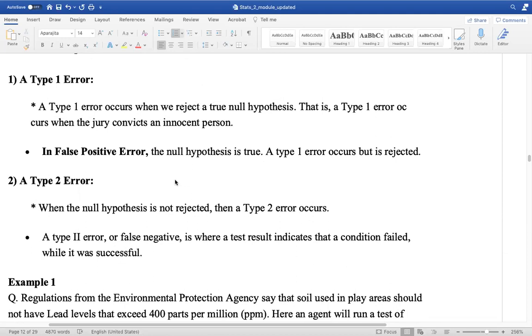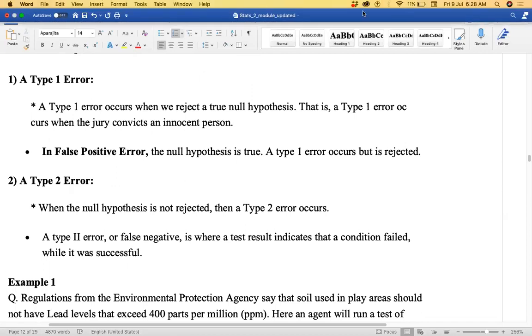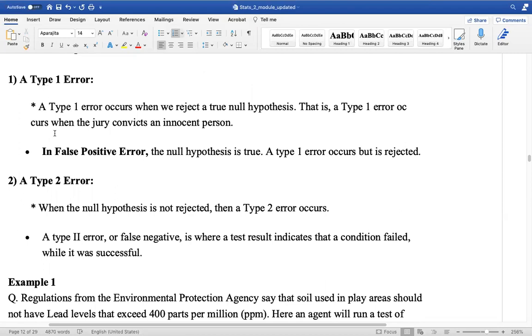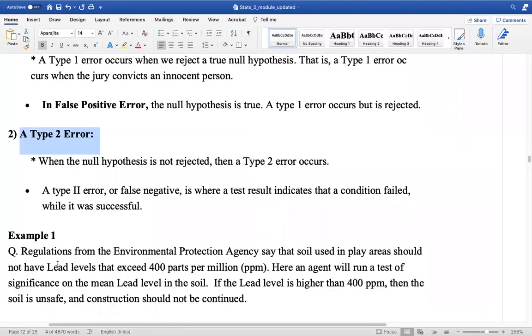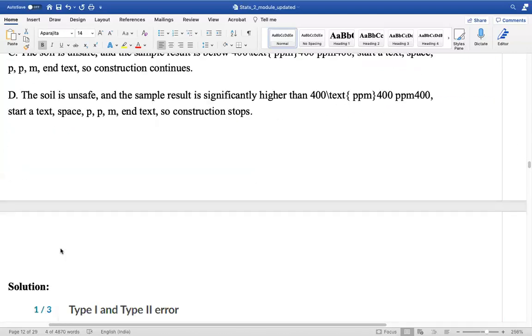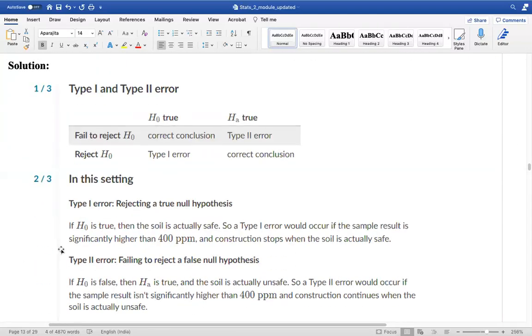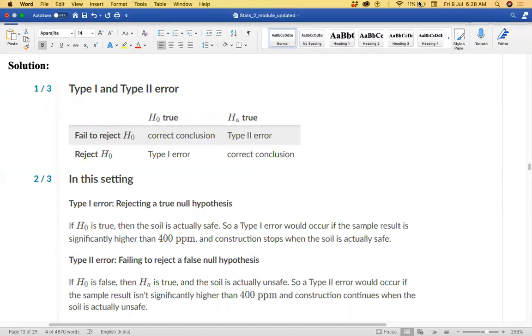It depends upon the values. If you're not giving the proper values, we get these errors. If the null hypothesis needs to be accepted, but you reject it, that error is a type 1 error. If we need to reject the null hypothesis, but we do not reject it, we are getting the type 2 error. So type 1 error and type 2 error: fail to reject H0, correct conclusion.